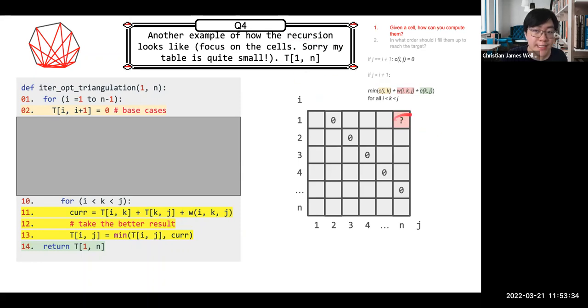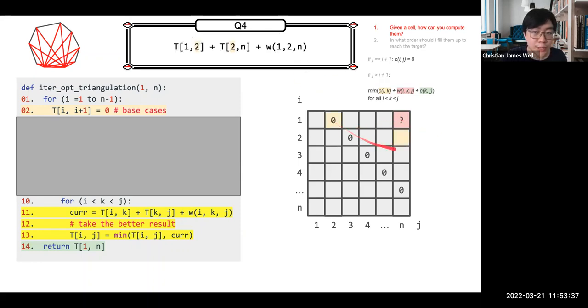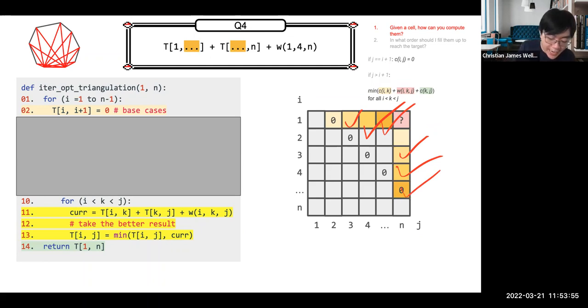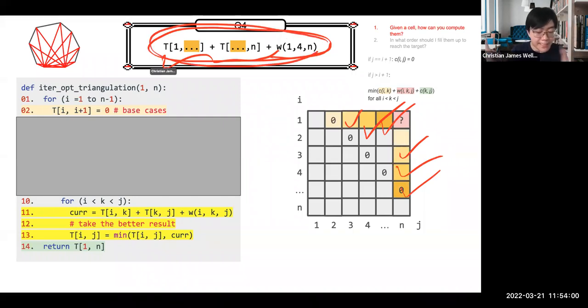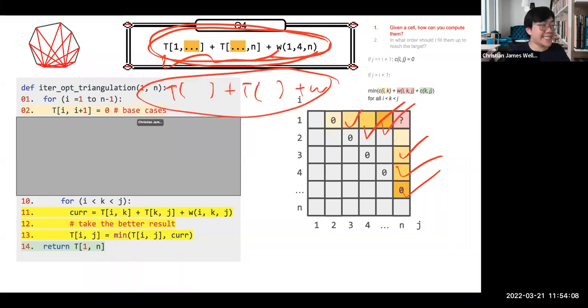Let's say if you want to compute this cell, what you need is to compute these two things, compare it with these two things, right? Compare it with these two things, compare it with these two things. Sorry, when I say compare, I mean after adding it up, plus the weight. So by computing that value, T whatever plus T whatever plus the weight, you compare it with the next T whatever plus T whatever plus the weight. So this is really iterating through all possible K.